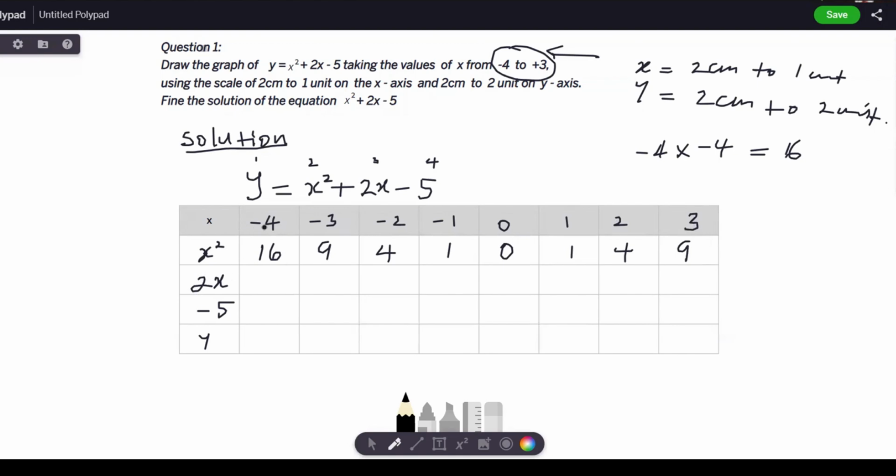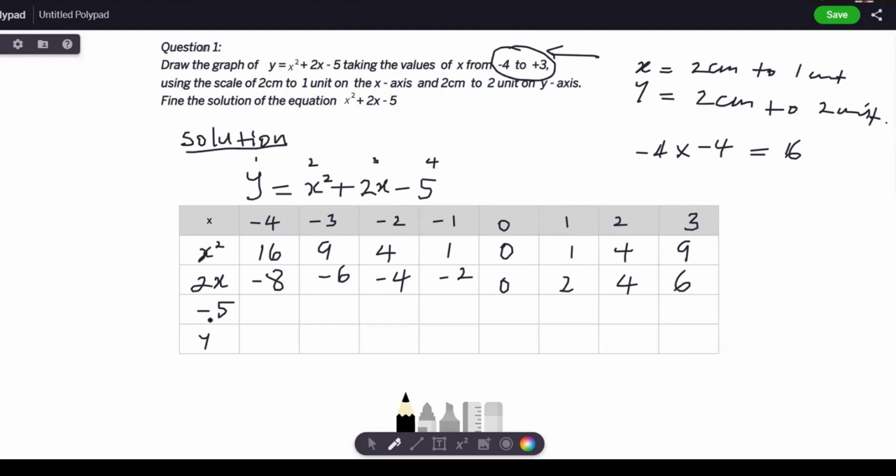Now, this one says we are going to do 2 multiplied by the individual values of x. So 2 multiplied by minus 4 gives us minus 8. 2 multiplied by minus 3 gives us minus 6. 2 multiplied by minus 2 gives us minus 4. And 2 multiplied by minus 1 gives us minus 2. 2 multiplied by 0 gives us 0. 2 multiplied by 1 gives us 2. 2 multiplied by 2 gives us 4. And 2 by 3 gives us 6. Nice.